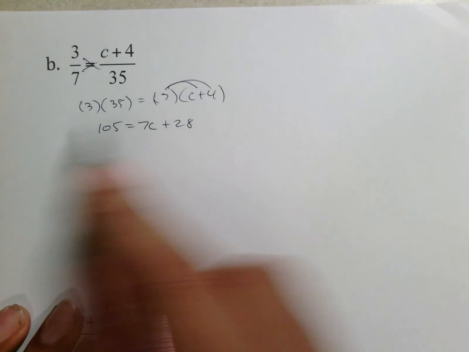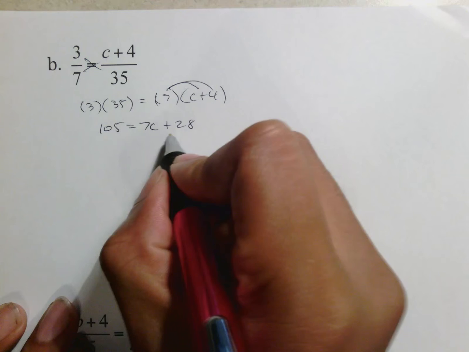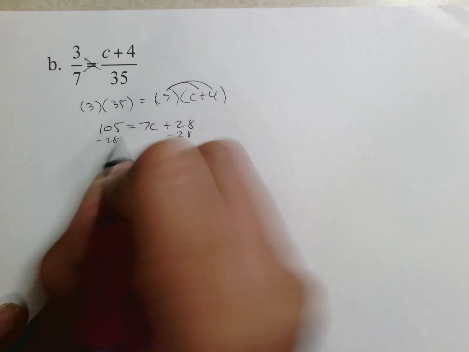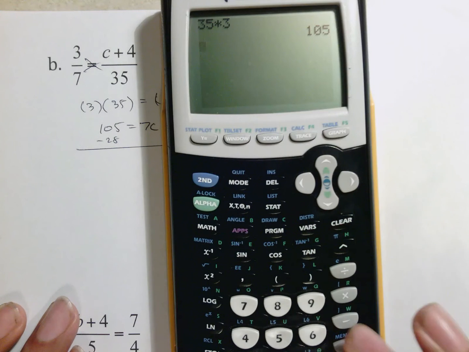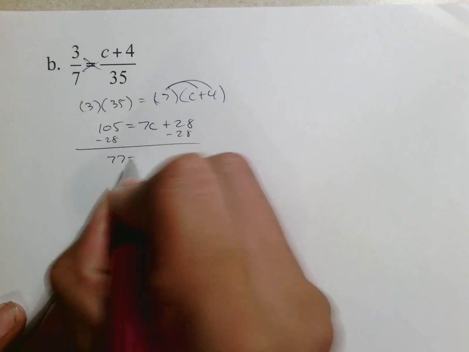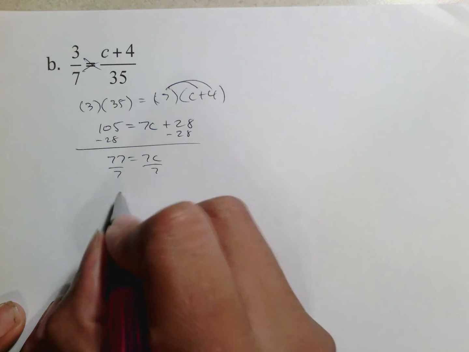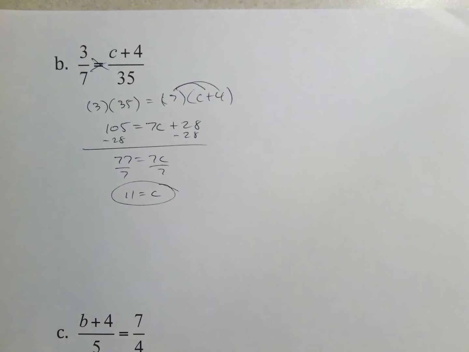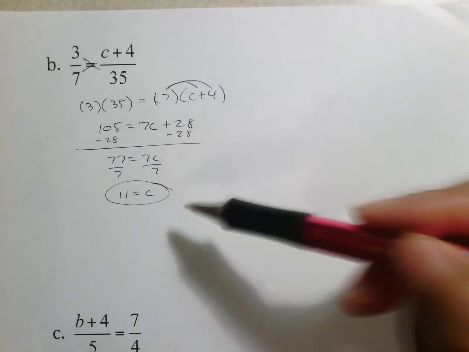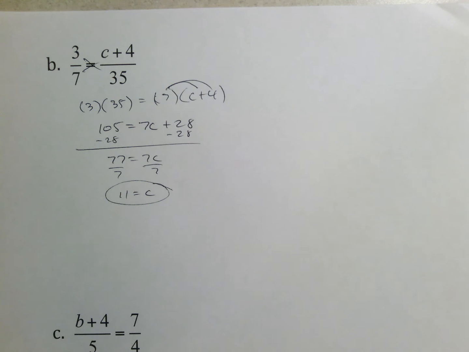Notice how we are using some of the solving that we did before to answer these proportions. Now we go ahead and we subtract 28 from both sides. 105 minus 28 is 77. And then we divide by 7, getting the answer of 11. So again, the new work is not from here down. The new work is simply making sure you put whatever that crazy stuff is in parentheses so you don't forget to distribute it.